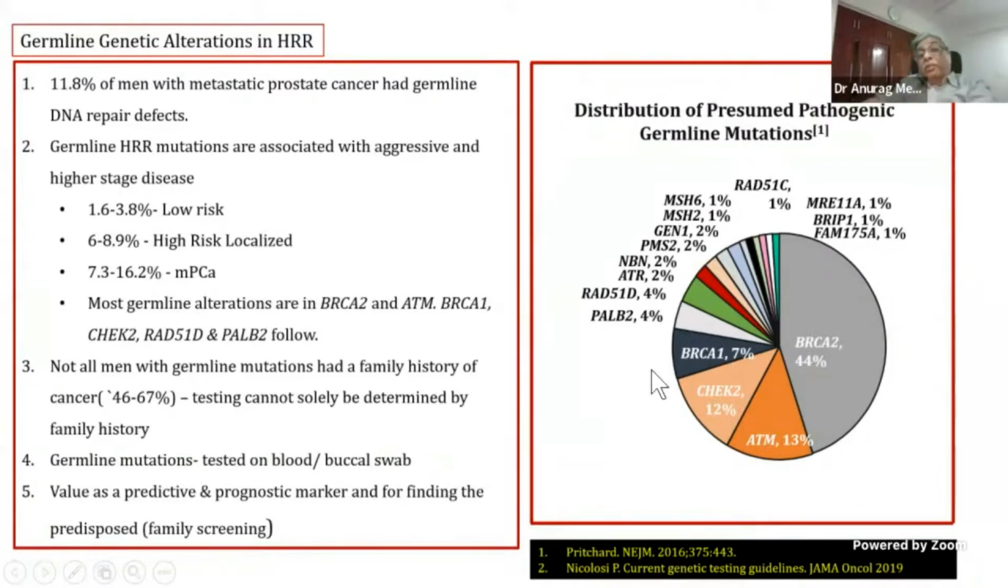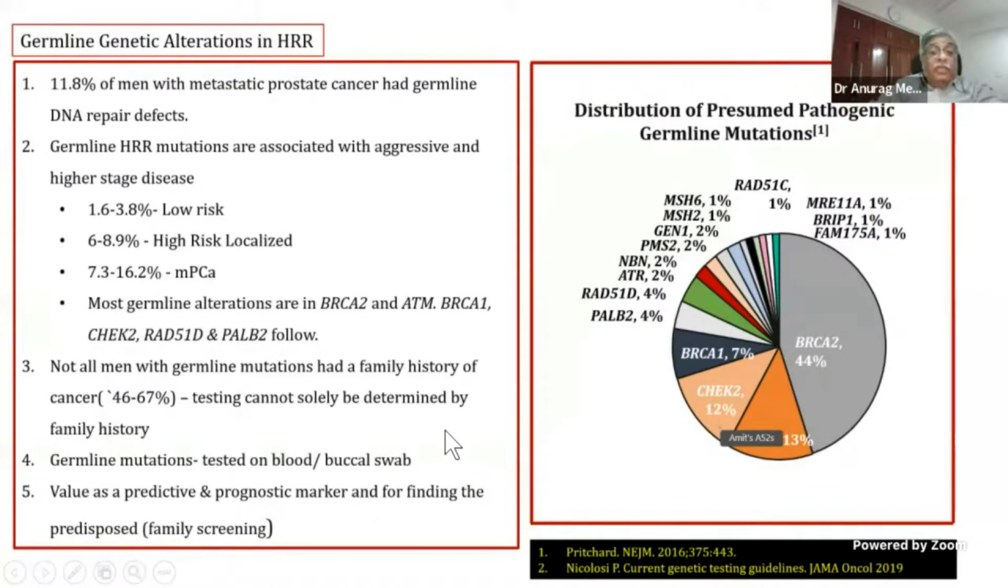Now, because these are germline mutations, one expects that these are traveling in the bloodline, but that's truly not the case. So one cannot actually find out those cases who may have germline mutations solely by the family history of prostatic cancer or other related cancers. 46 to 67% of the patients have no family history. And this is important for determining who shall be tested for germline mutations.